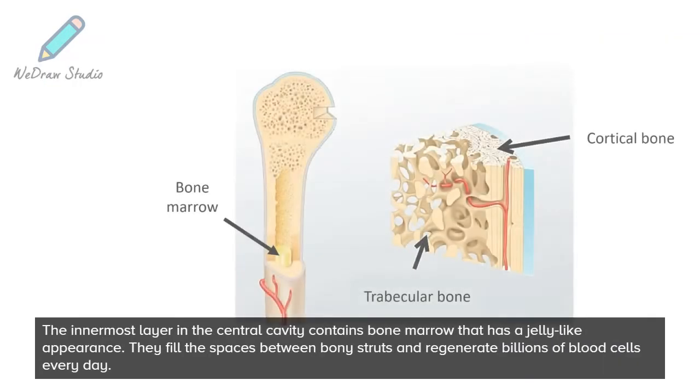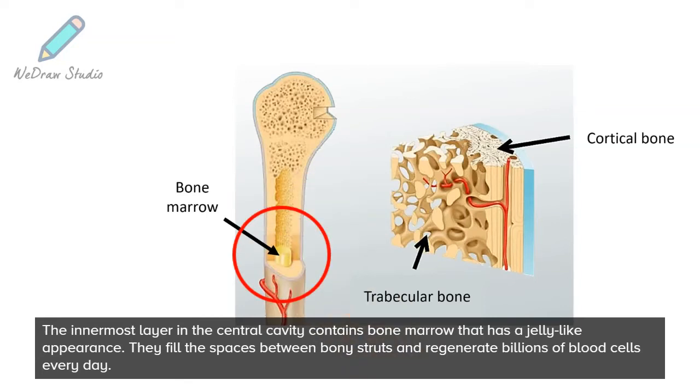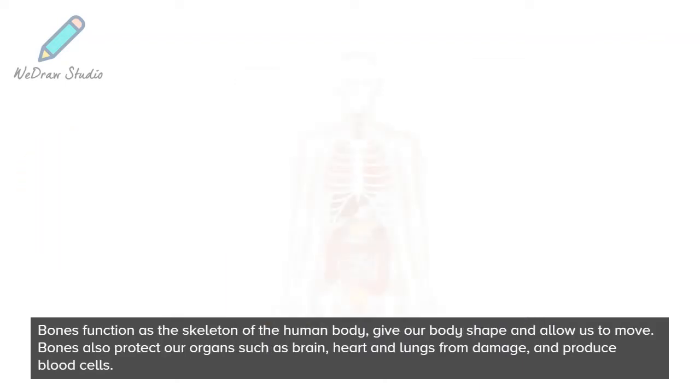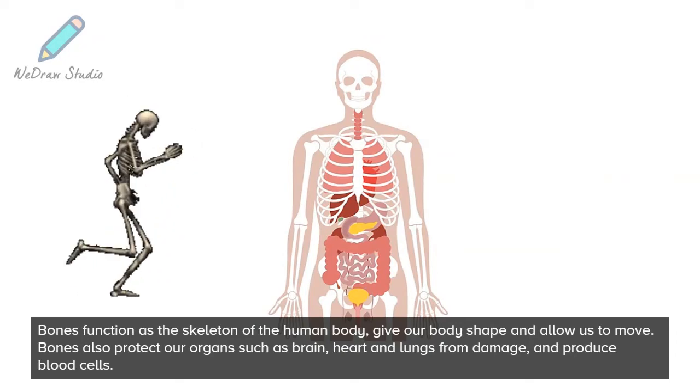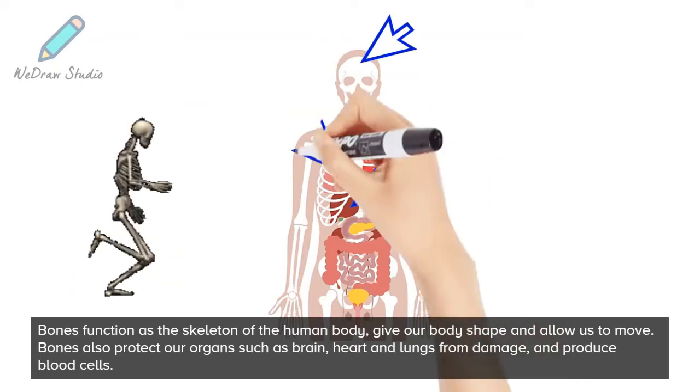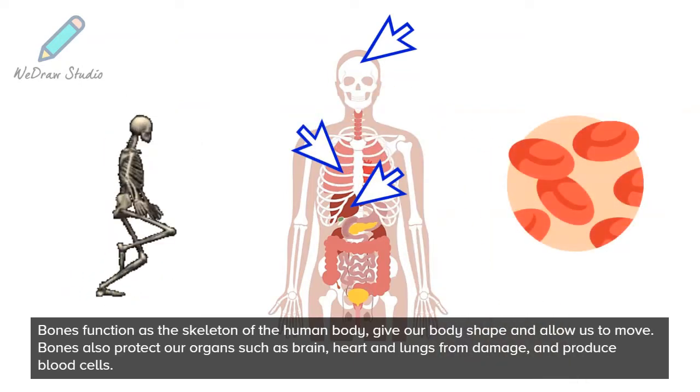The innermost layer in the central cavity contains bone marrow that has a jelly-like appearance. It fills the spaces between bony struts and regenerates billions of blood cells every day. Bones function as the skeleton of the human body, give our body shape and allow us to move. Bones also protect our organs such as brain, heart and lungs from damage and produce blood cells.